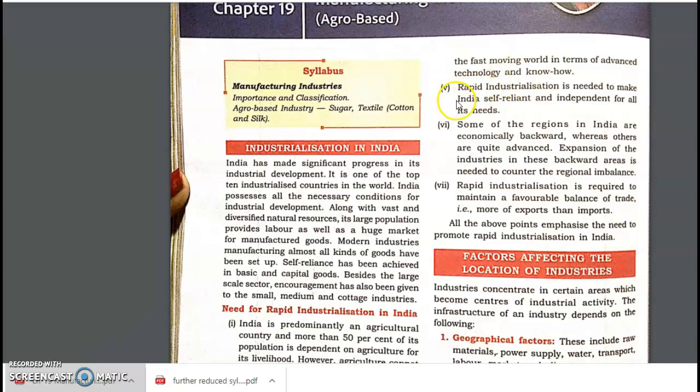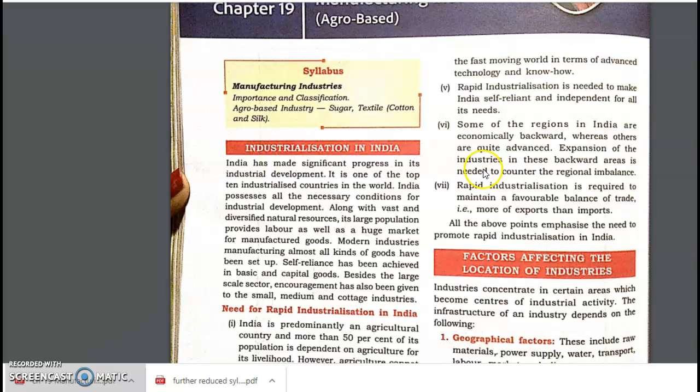The next point states that rapid industrialization is needed to make India self-reliant and independent for all its needs. That is really a must. We must have the basic requirements fulfilled in our own country. That is why we need to have industry. Some of the regions in India are economically backward, whereas others are quite advanced.